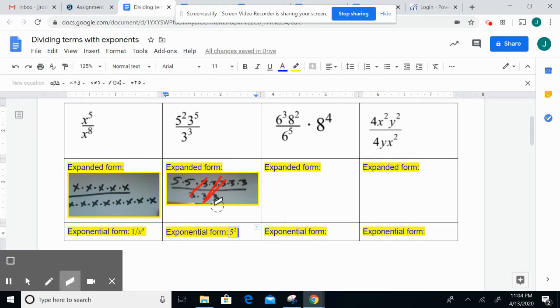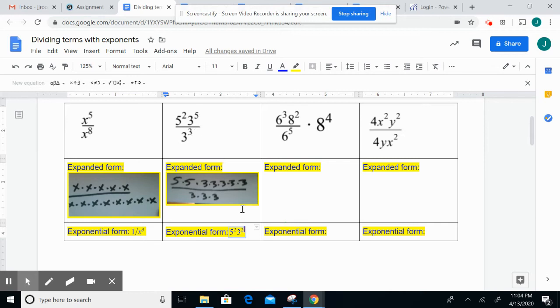Now, how could we do that with the shortcut? Take a look. 5 minus 3 is 2. So it'll be 3 to the 2. Yeah, so we don't have a denominator anymore because all of the 3s cancel with the 3s on the top. They have the same base. So 5 minus 3. Subtract the exponents. So when it's multiplication, you add the exponents. When it's division, you subtract the exponents.